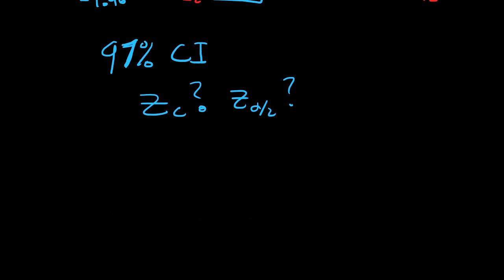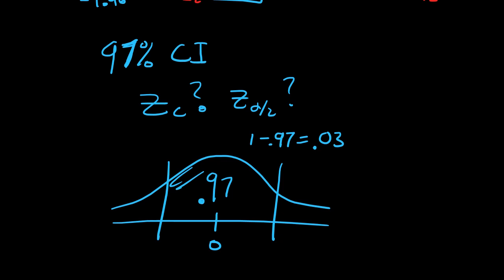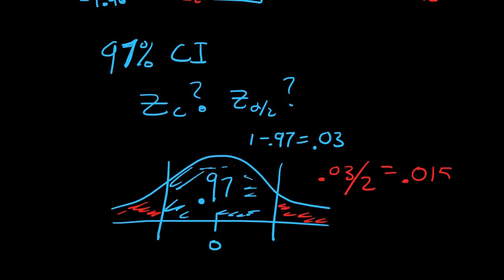Okay. Start by drawing out your distribution centered on 0. Now we have 97% in the middle, so how much is left over for the tails? 1 minus 0.97 is 0.03, okay? But you need to always remember we have 2 tails, and the area in each of these tails needs to be the same. This area and this area are the same because it's a symmetric distribution. So take the area that you have left over and divide it by 2. So the area in each tail is going to be 0.015. Okay, so 0.015 in this tail and 0.015 in that tail.